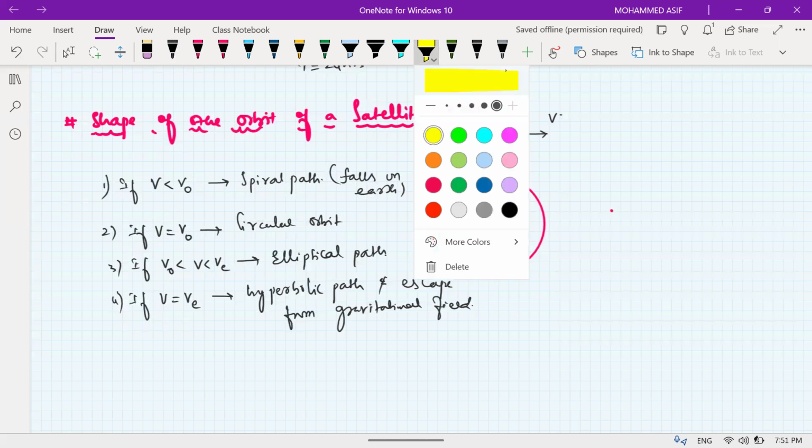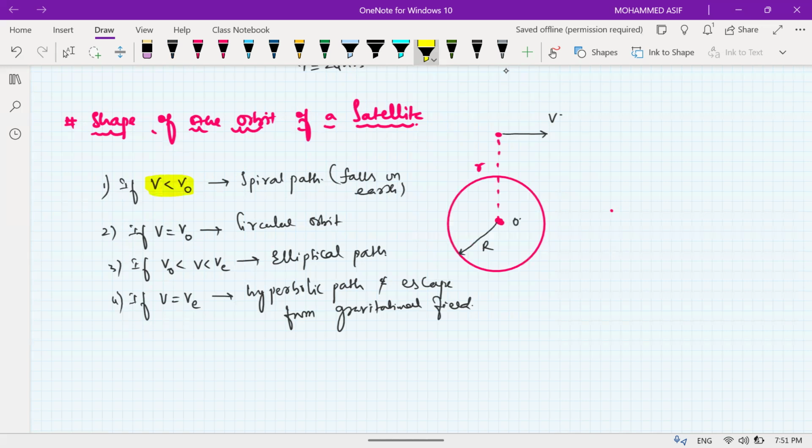So what will be the shapes? If the given velocity is lesser than orbital velocity, then the body will never make a circular path. It will fall back to the surface of the Earth, and the path will be a spiral. If v is equal to v naught, then obviously the path will be circular. If it is in between orbital velocity and escape velocity, it will be an elliptical path. If v is equal to escape velocity, it will be a hyperbolic path and it will escape from the gravitational field. Clear?